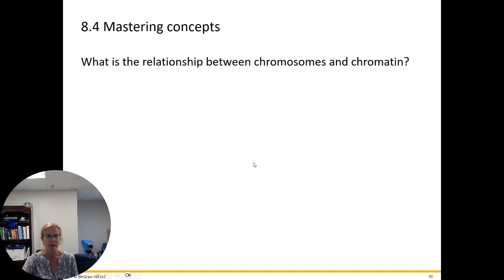So the relationship between chromosomes and chromatin, remember that a chromosome is composed of chromatin, which is basically the DNA and its associated proteins.